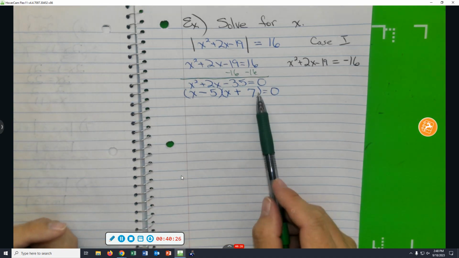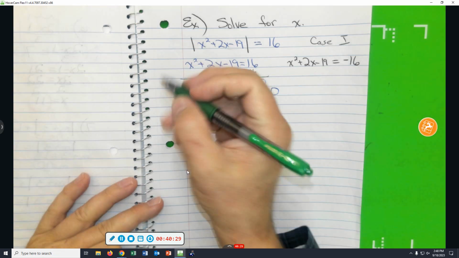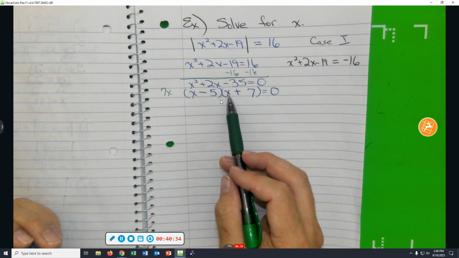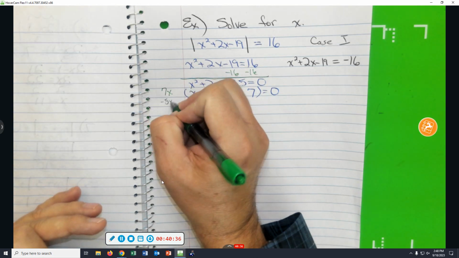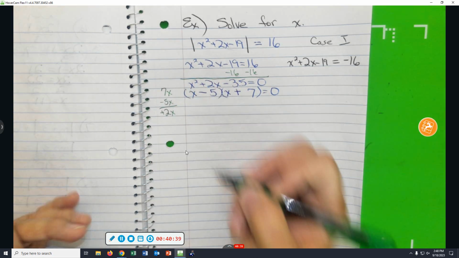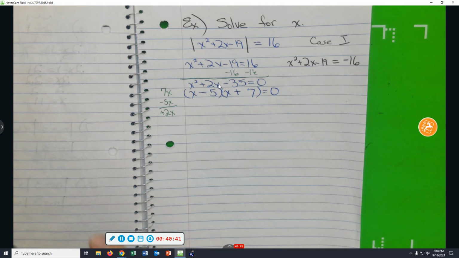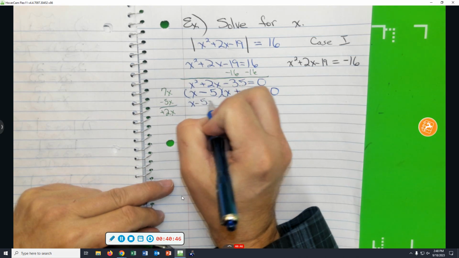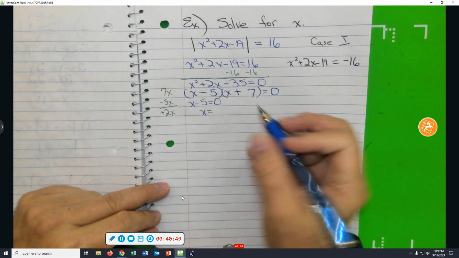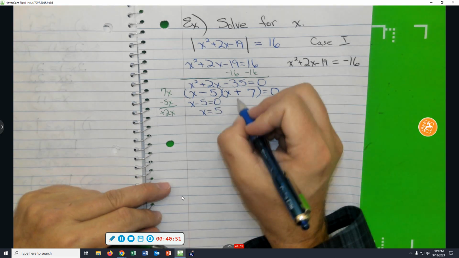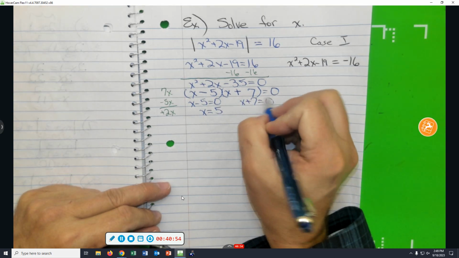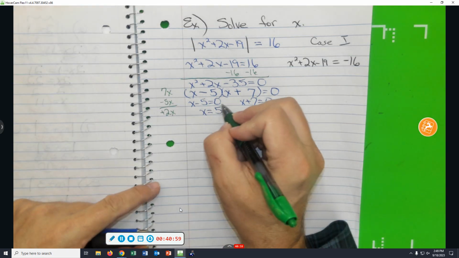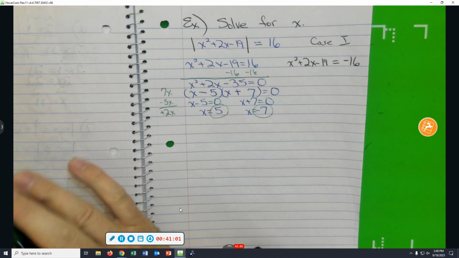The outer product, x times 7, that's a 7x. What's the inner product? 7x minus 5x. That's a positive 2x. Is that what we needed? Yes, it is. Set each factor equal to 0 to give us, first, positive 5 and negative 7. So at this point, we have positive 5 and negative 7 as solutions.